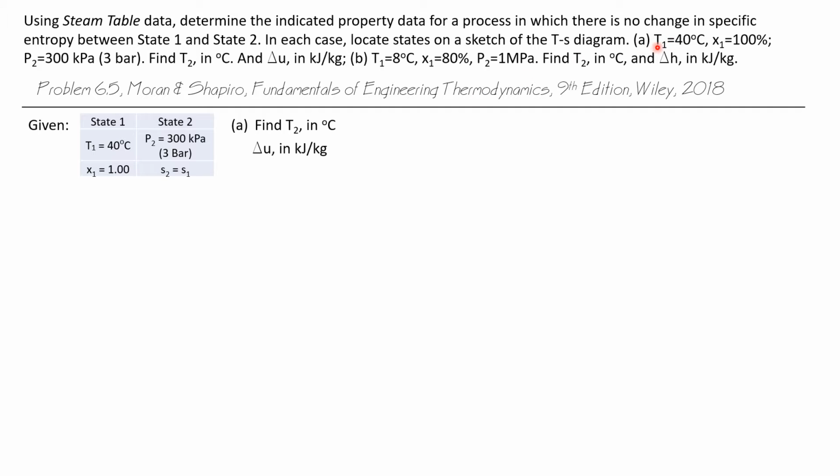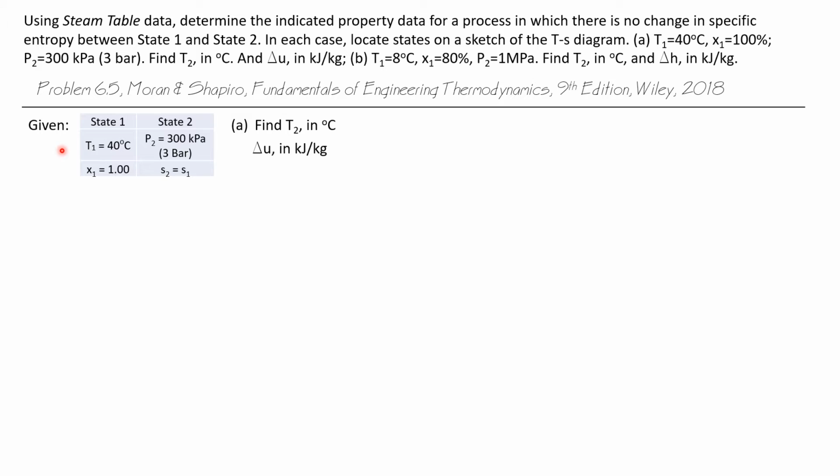In each case, locate states on a sketch of the TS diagram. And then we're giving problem A and problem B. Each has two states, state 1 and state 2. And we're asked to find the final temperature and another property. Let's look at the first problem.